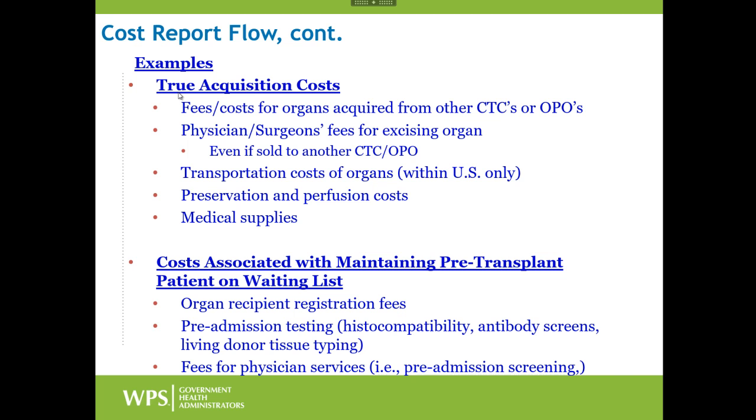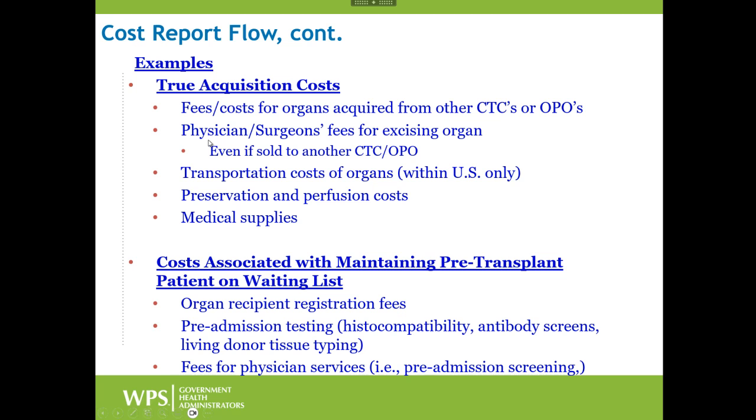They're other types of direct costs, but they're not directly related to organ acquisition. So I'm just using the word true here. Those that are reported in those lines that we just talked about. Fees or costs for organs acquired from another certified transplant center or OPO. That's the easiest cost to document. You should have an invoice for it.